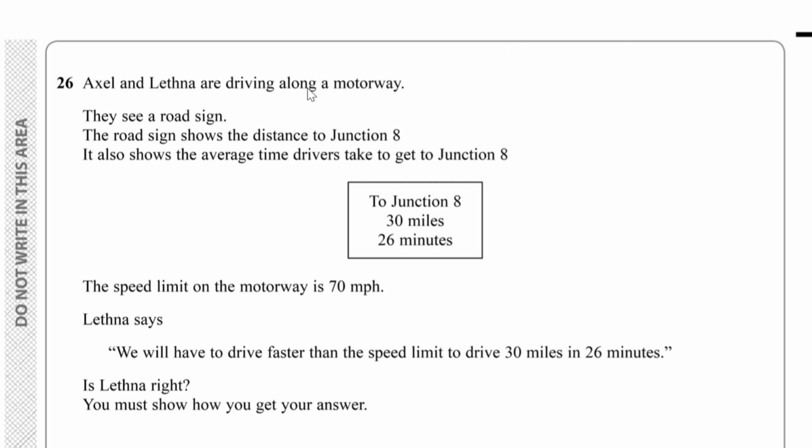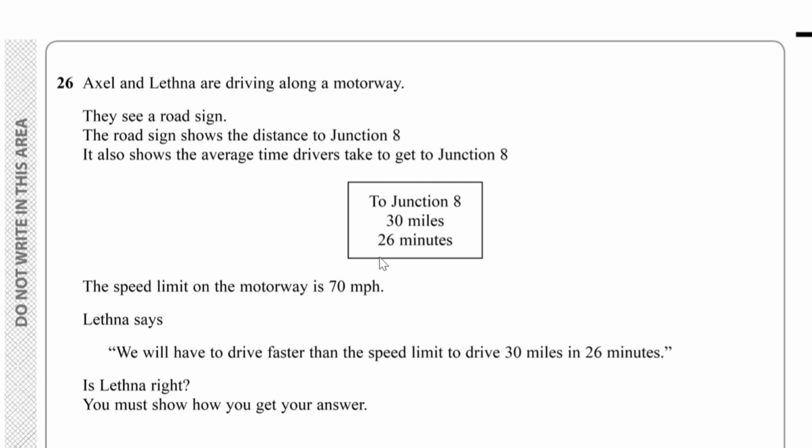Question number 26. Axel and Lethner are driving along a motorway. They see a road sign. The road sign shows the distance to junction 8. It also shows the average time drivers take to get to junction 8. The speed limit on the motorway is 70 miles per hour. Lethner says we will have to drive faster than the speed limit to drive 30 miles in 26 minutes. Is Lethner right? You must show how you get your answer. Well, to junction 8 it's 30 miles and it will take approximately 26 minutes.